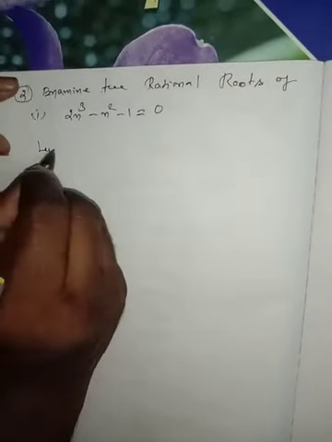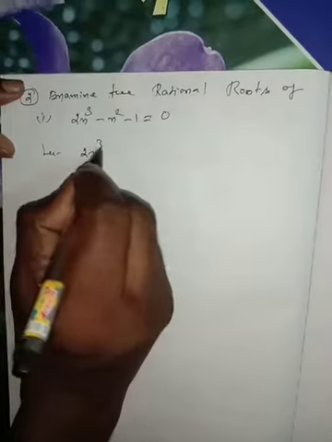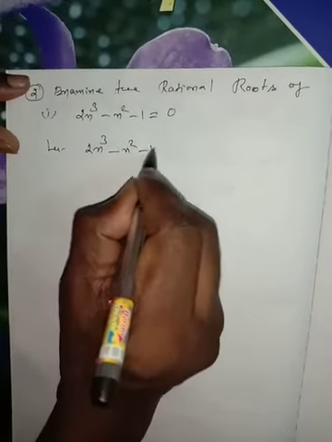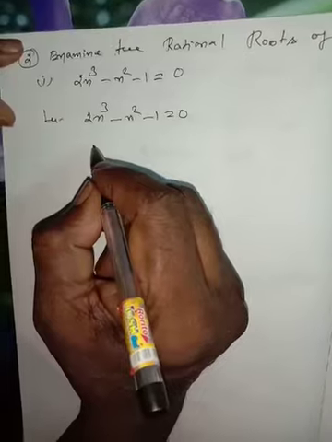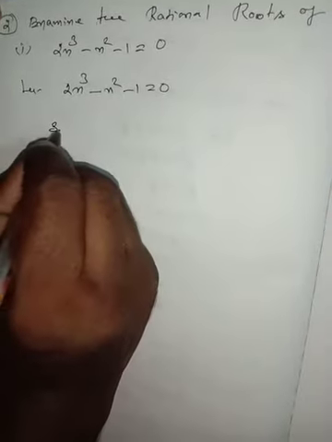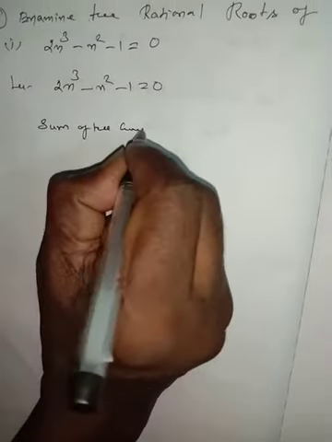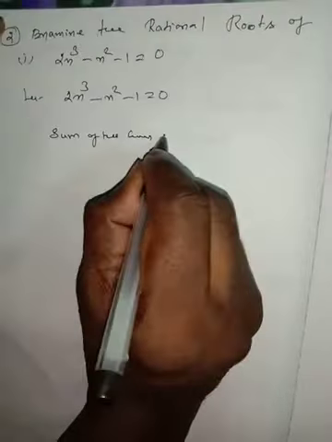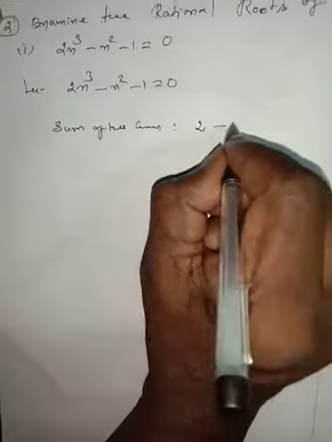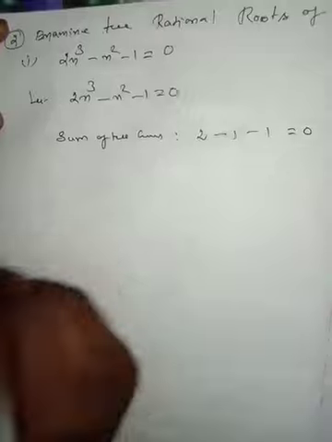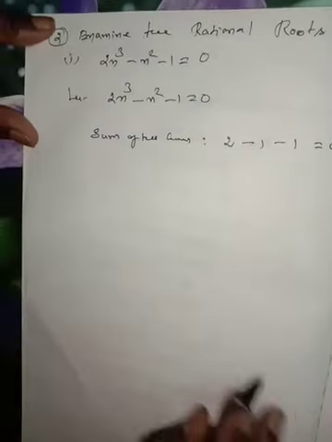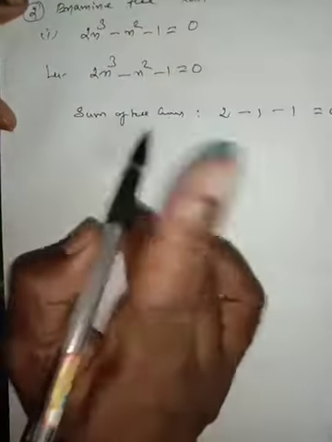Let 2x power 3 minus x square minus 1 is equal to 0 be given. Using synthetic division we can find the answer immediately. The sum of the coefficients, first 2, next minus 1, next minus 1, is equal to 0. 2 minus 2 is 0. Therefore 1 is a root.